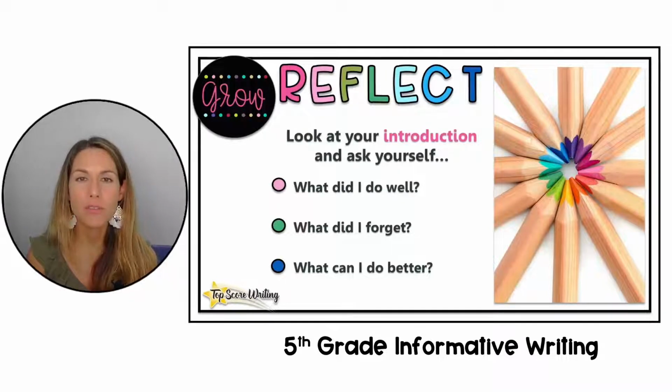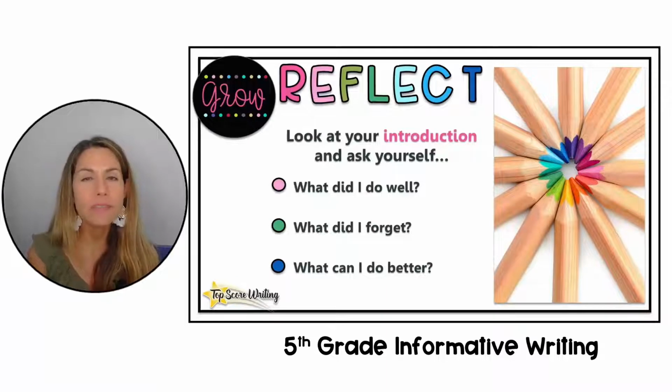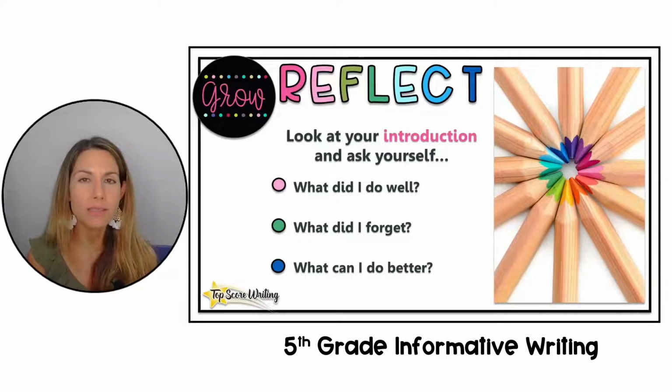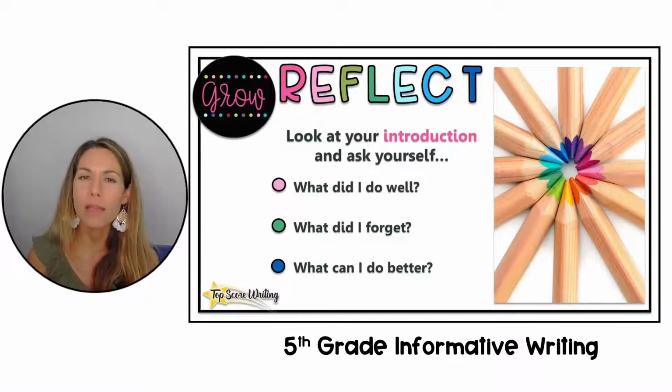Now we're going to reflect upon our paragraph. So ask yourself, what did I do well? Did you write a great hook? Did you write a 3-topic sentence that made sense? Did you end with a fabulous closing statement? Then ask yourself, what did I forget? You should have 3 colors in your paragraph. If you only have 1 or 2, that's a really good sign that you have forgotten something. So what part of your I paragraph did you forget?